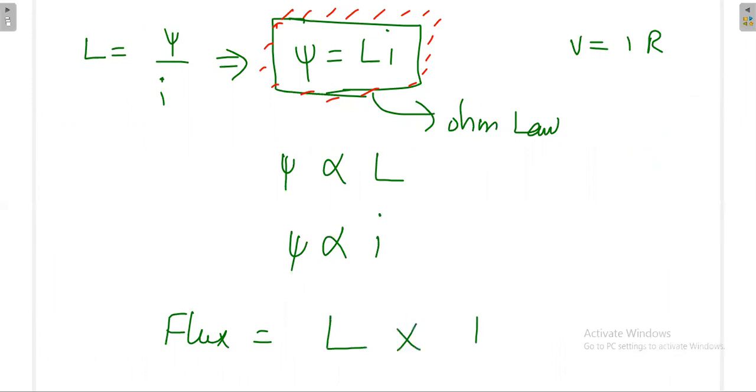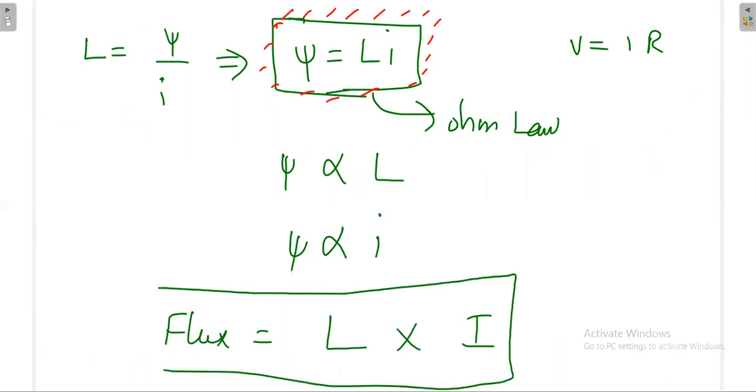So there is no doubt here. This is your final answer: psi is equal to L into I. You should know this, and you have to remember it.